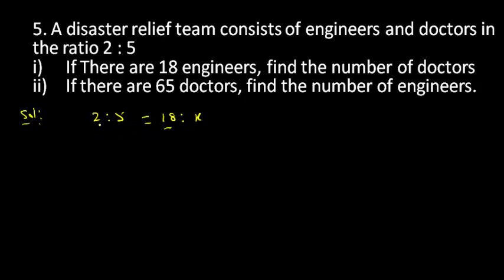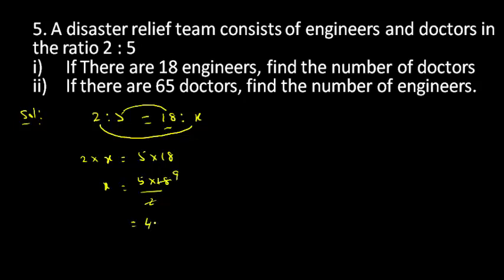By the proportional law, the product of extremes equal to the product of means. That means 2 into x equal to 5 into 18. So x equal to 5 into 18 by 2. 2 divides 18 9 times. 5 9s are 45. So doctors equal to 45. If engineers are 18, then doctors are 45.